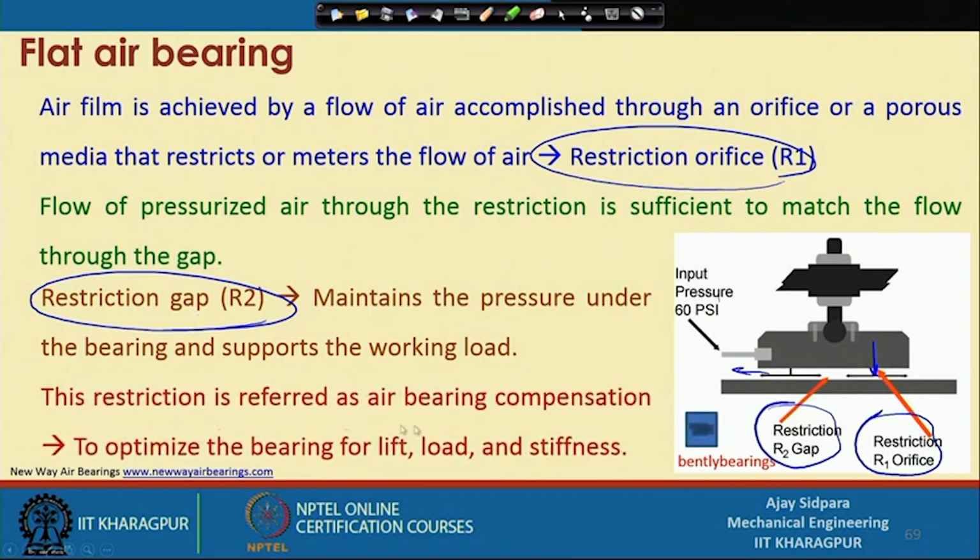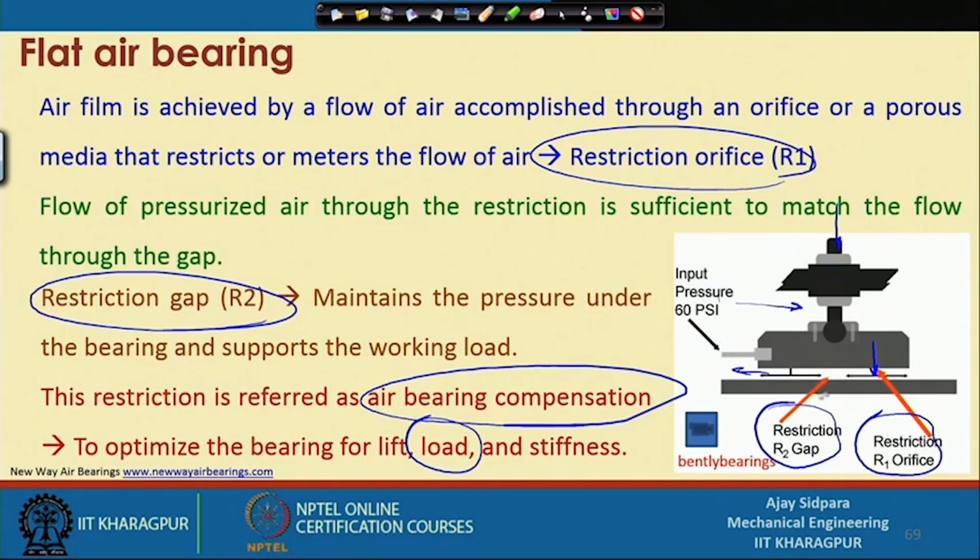This restriction is referred to as air bearing compensation. Whenever there is a force, you encounter two different types of forces, one is the thrust force and another is the side force, which mostly happens in milling machines or different types of micro machining operations. So we have to compensate this bearing by orifice restriction and gap restriction, and optimize the bearing for lift, load and stiffness. Because if your load is variable, you have to maintain both things, as your objective is to get a uniform thickness of the air film throughout the operation, whether in a static condition or a dynamic condition.